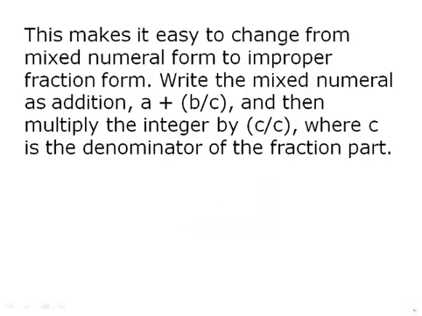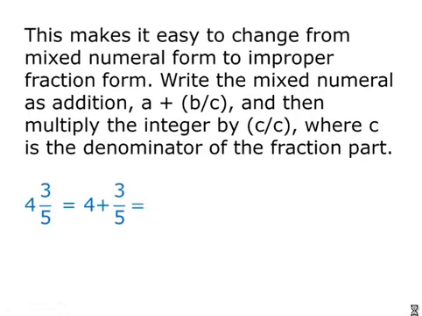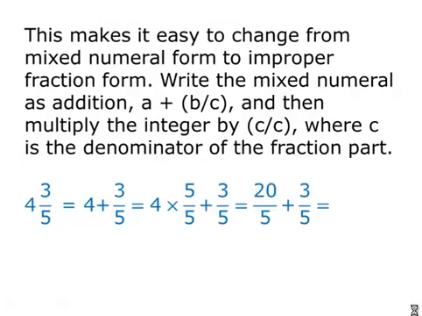Write the mixed numeral as addition, and then multiply the integer by c over c, where c is the denominator of the fraction part. So for example, we'll start with 4 3/5. We'll write that as 4 plus 3/5. Now we're going to multiply that 4 by 5 over 5. And of course we're allowed to multiply by 5 over 5 because that equals 1. And that will give us 20 over 5 plus 3 over 5. And those add to 23 over 5. That is the improper fraction form that is equal to the mixed numeral 4 3/5.